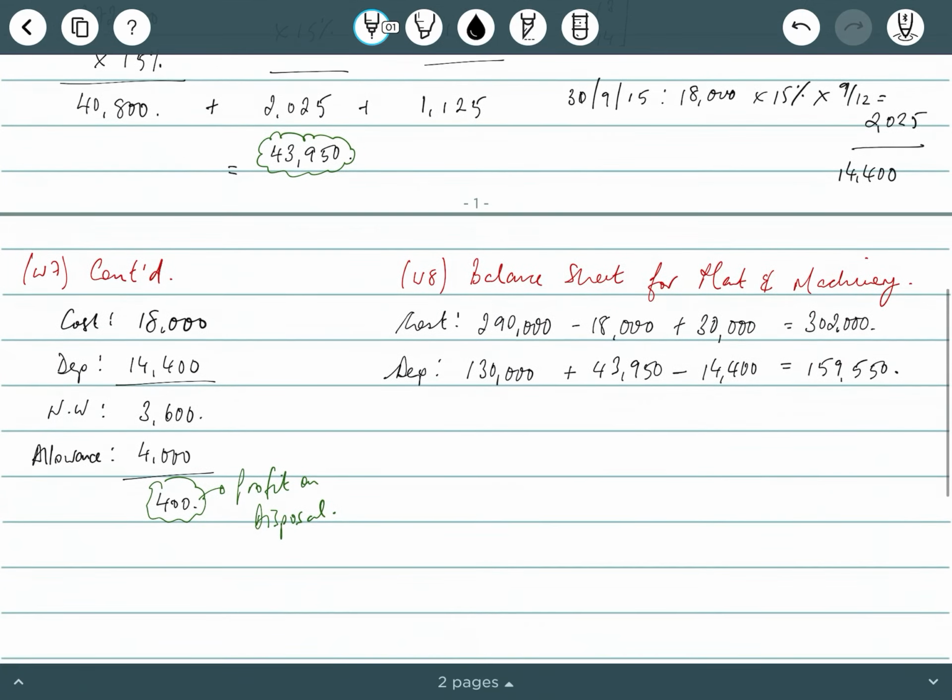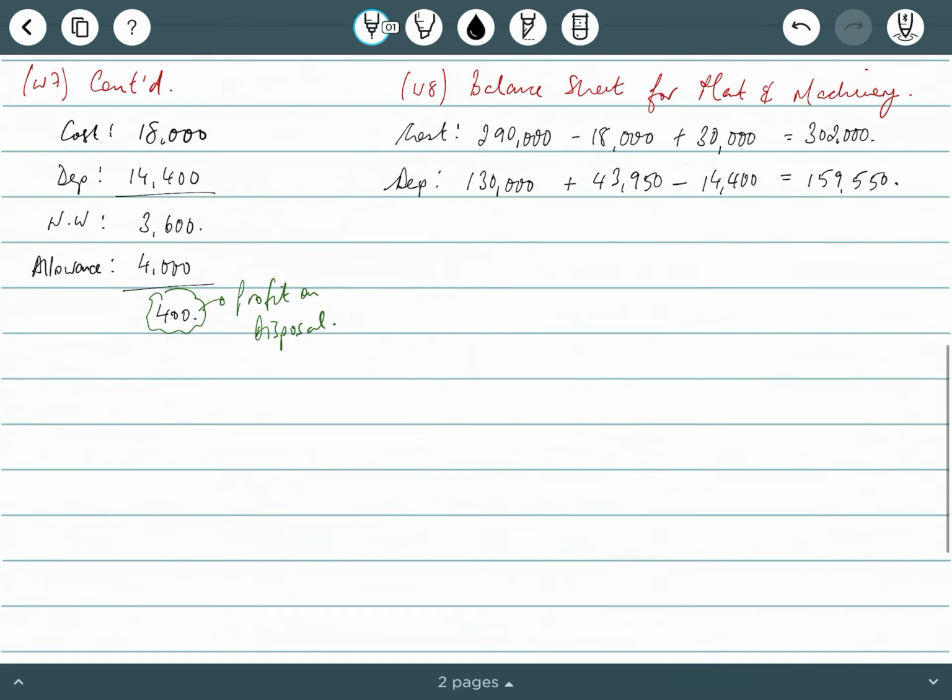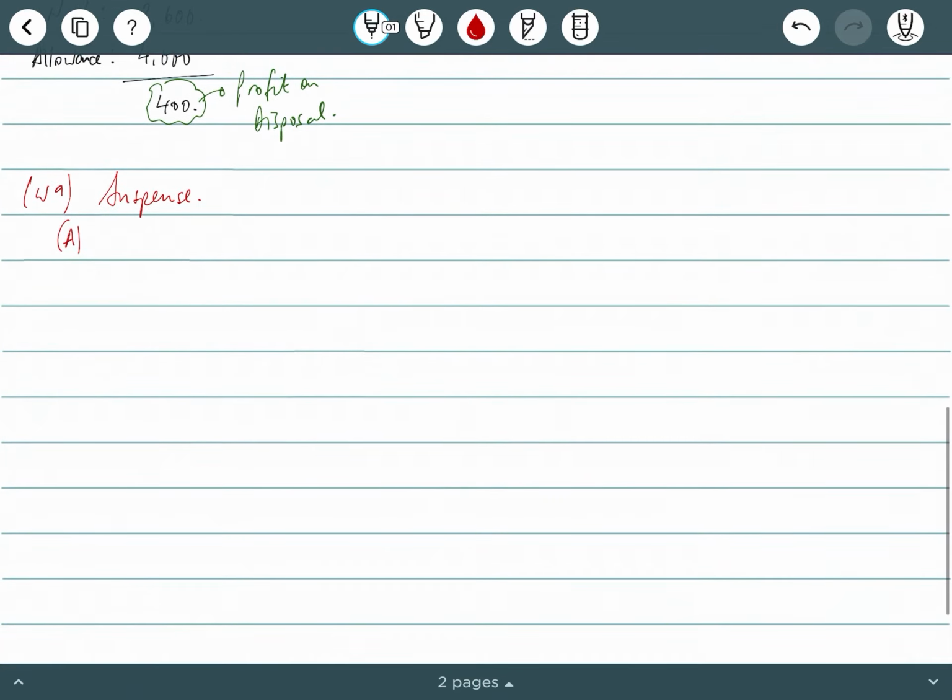Okay, boys, we'll keep moving here. So working 9, suspense. The suspense figure arises as a result of the incorrect figure for debenture interest, although the correct entry had been made in the bank account. So this is the first part of your suspense. We'll set up 2 T accounts here. The first is debenture interest and the next is bank.